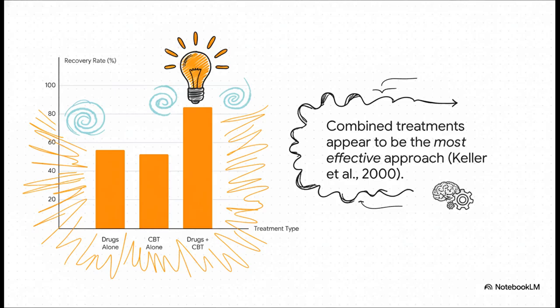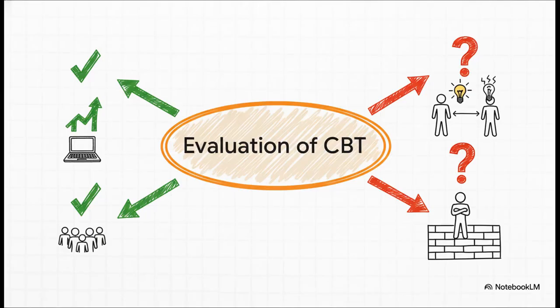But, and this is the really interesting part on this slide, look at that third bar. When they combined drugs and CBT, the recovery rate shot up to a massive 85%. This is really strong evidence that an integrated approach, tackling both the biology and the cognition, is the most effective way to go.